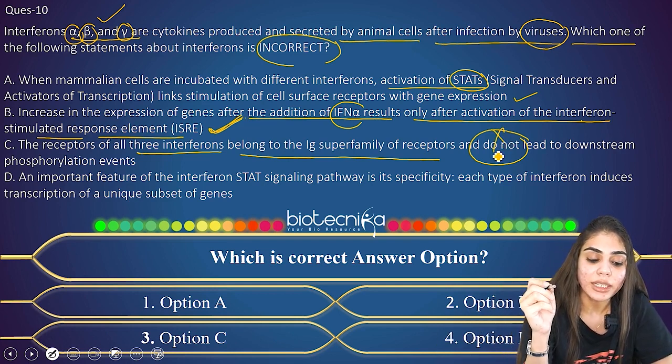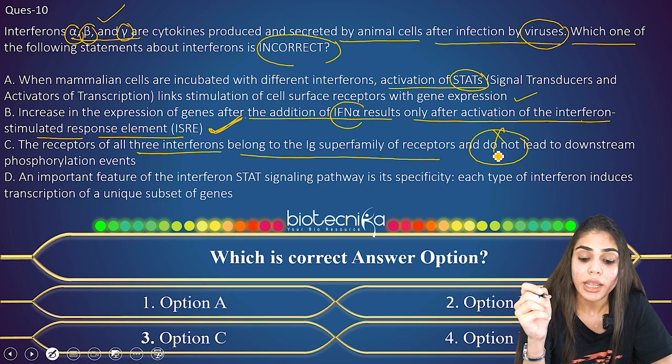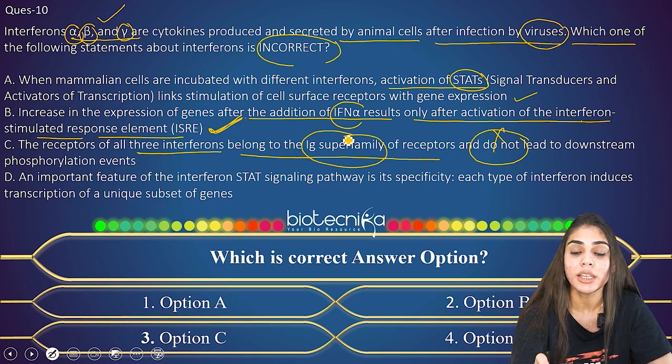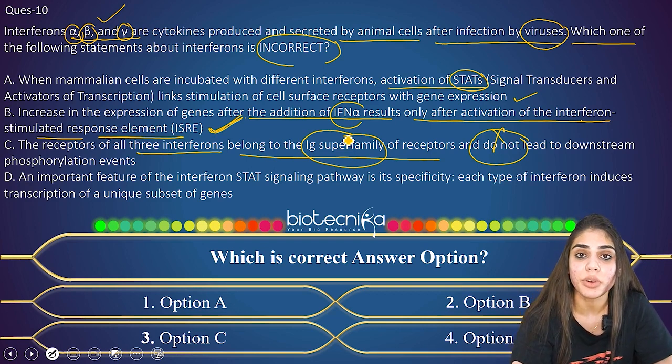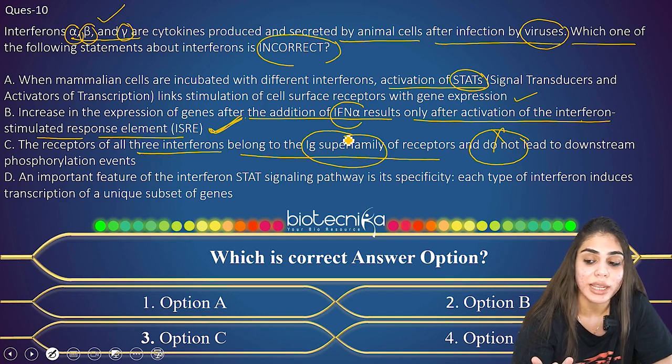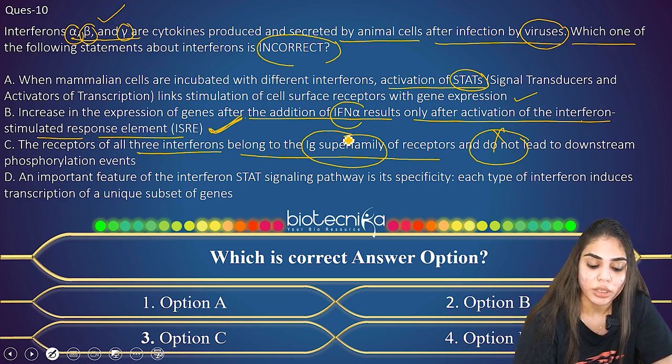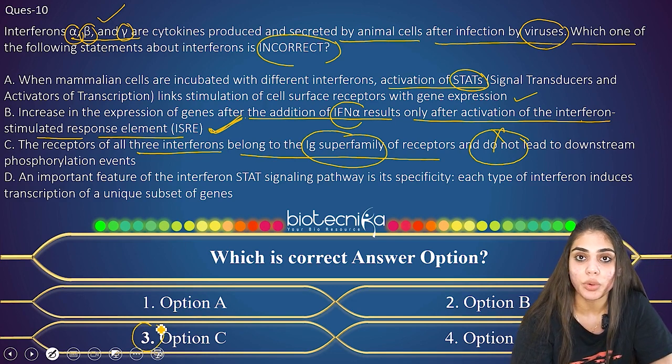So it will lead to the downstream events. Accordingly, this option is incorrect as it is talking about the Ig superfamily, and just now we have seen the receptors for this interferon belong to the non-receptor tyrosine kinase, not the Ig superfamily. So this option is the incorrect one. So accordingly, option 3 goes right.